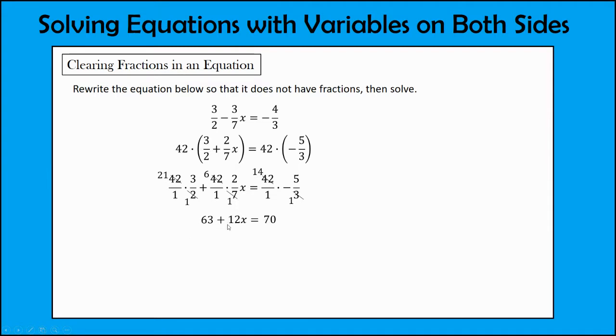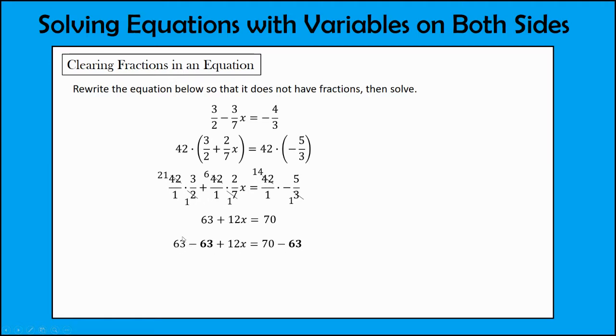All right. So I got 12x. I want to isolate the 12x. So I'm going to subtract 63 from both sides. And guys, I did mess this up. This should be a -70. So forgive me there. I'm going to do it as is, but you can make that correction.